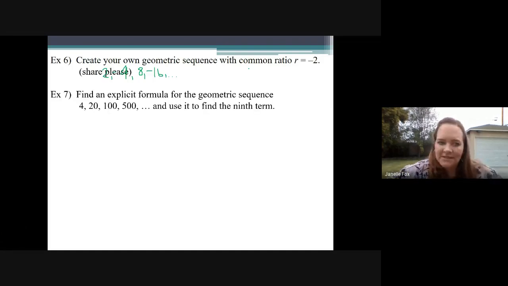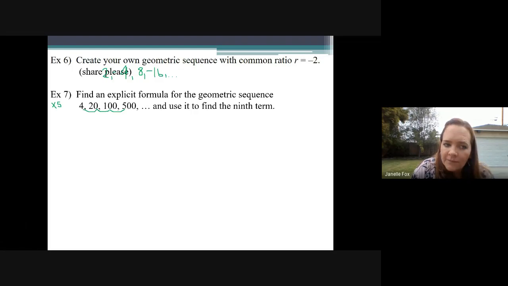This one says to find an explicit formula for the geometric sequence 4, 20, 100, 500, and use it to find the 9th term. I think we could totally do this. Let's figure out what the pattern is. From 4 to 20, from 20 to 100, from 100 to 500. Does it look like the same thing is happening each time? I think so. For each term, we are multiplying by 5.